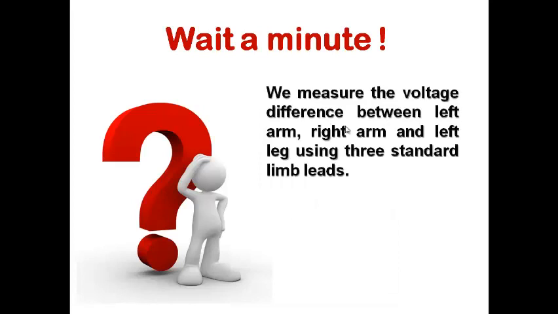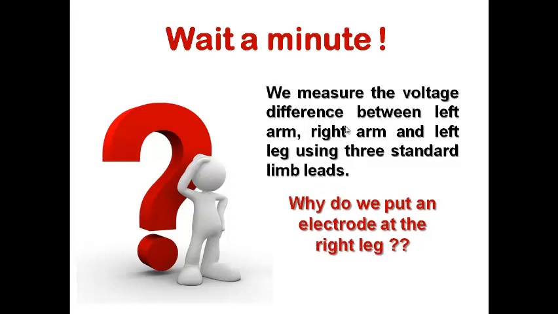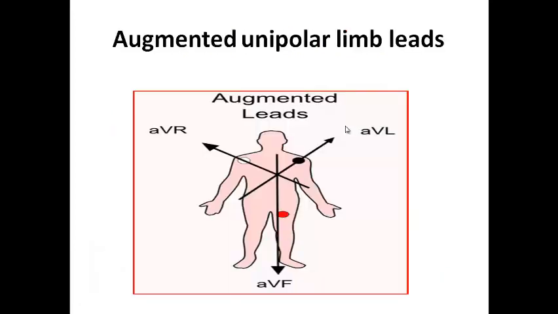Of course, we may ask ourselves a question: if we are measuring the voltage difference between the left arm, right arm, and left leg using 3 standard limb leads, why do we put an electrode on the right leg? We didn't mention the right leg in any of the positive or negative poles of the 3 bipolar limb leads. The simple answer is that it is used as an indifferent electrode, which we need in order to have measurement of these 3 leads. Now we understand the idea of the 3 bipolar limb leads.